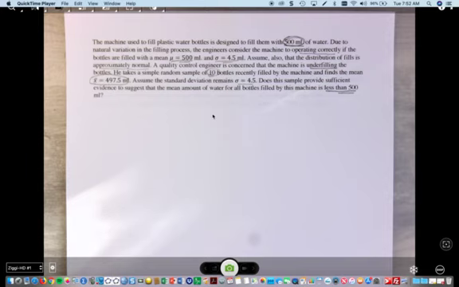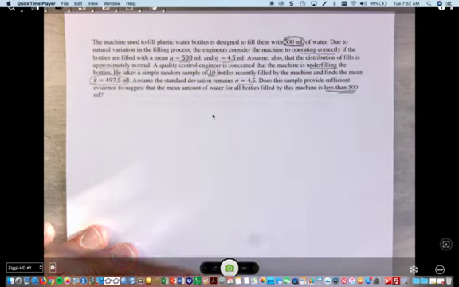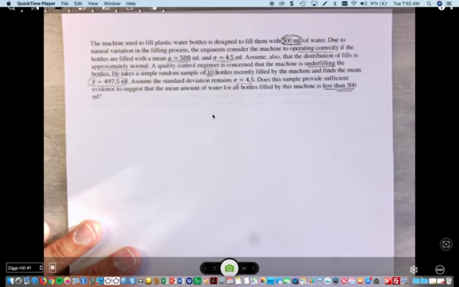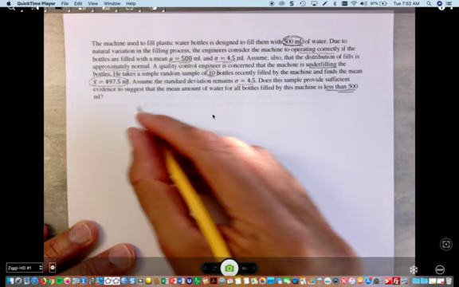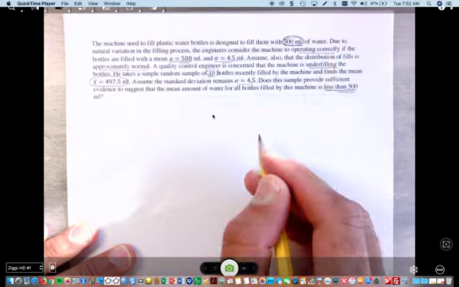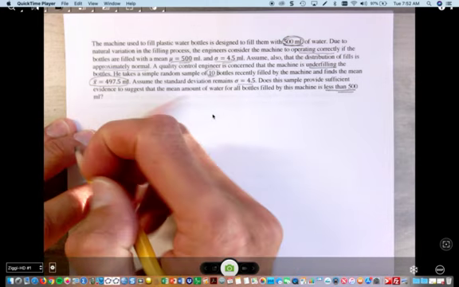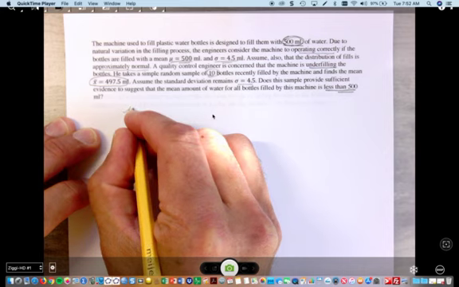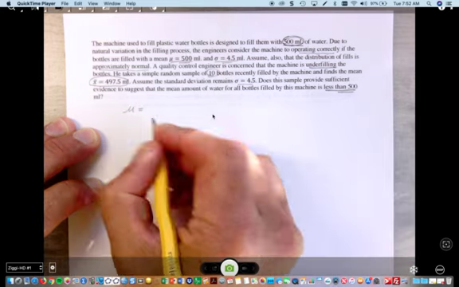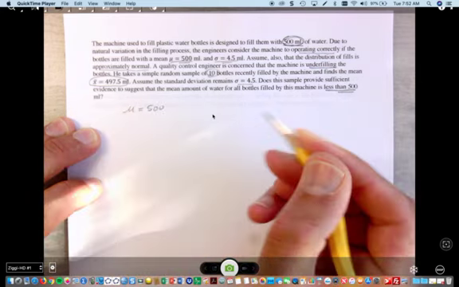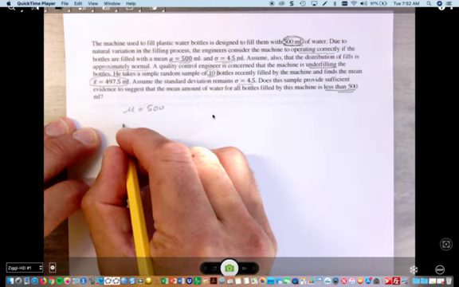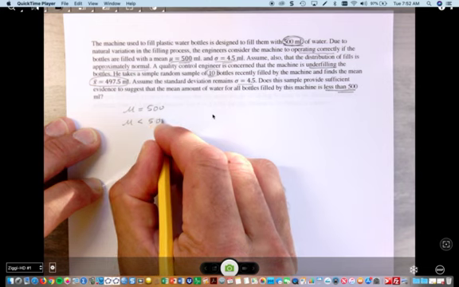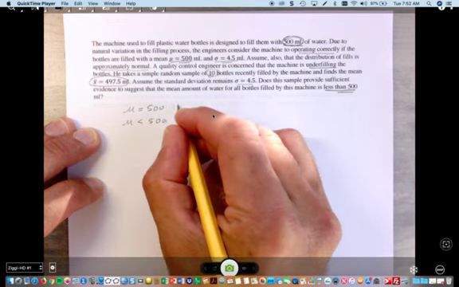So I'm going to walk through the logic on this and fill in details as we go. The logic is we're going to make an assumption. We're going to assume that the machine is working perfectly fine. And if the machine is working perfectly fine, that means that the mean amount of water in the bottles is 500. We're trying to check to see if there is evidence to suggest that the mean is actually less than 500.